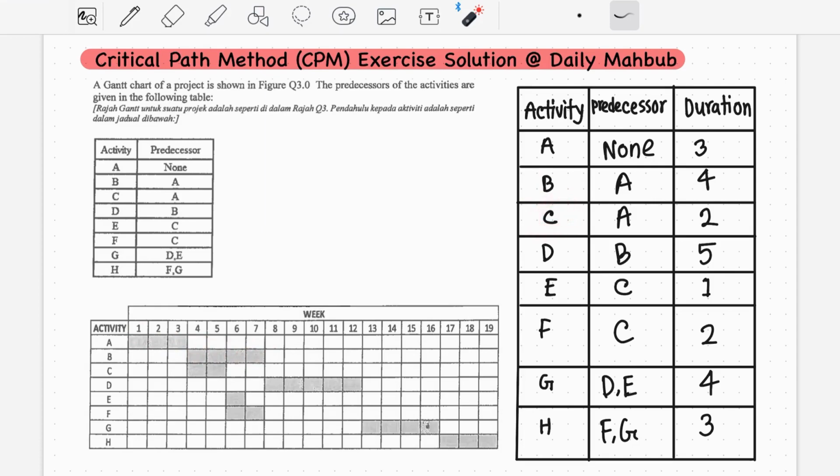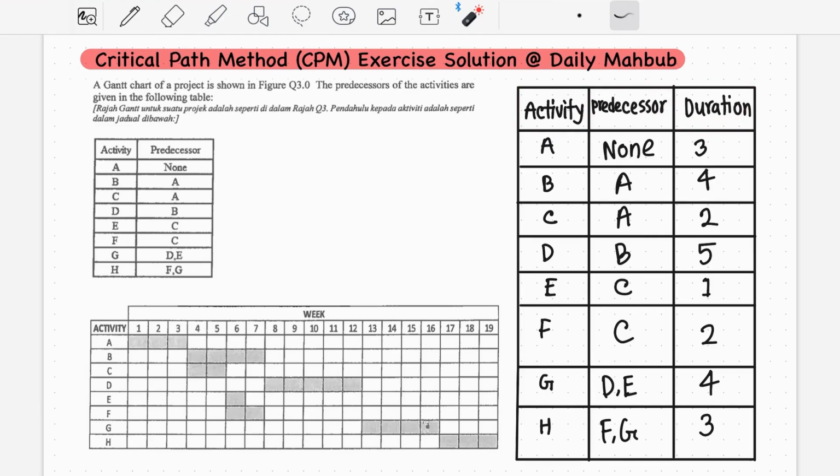For activity C it will take 2 weeks. For D it will take 1, 2, 3, 4, and 5 weeks. All right, in the same way you can list down all the durations for the related activities. So when we have the activity, the predecessor, and the duration, now it's time to draw a network diagram. So how can you draw the network diagram?